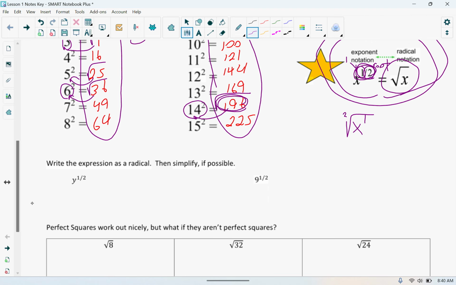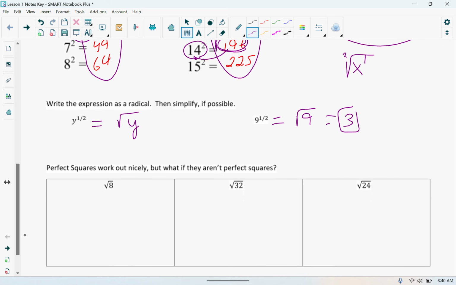So let's go down here. When I say y to the 1/2 power, in my head, I'm just going to think, okay, what's the square root of y? Same thing with this. 9 to the 1/2 power, what is the square root of 9? I can actually take the square root of 9, and that is 3.